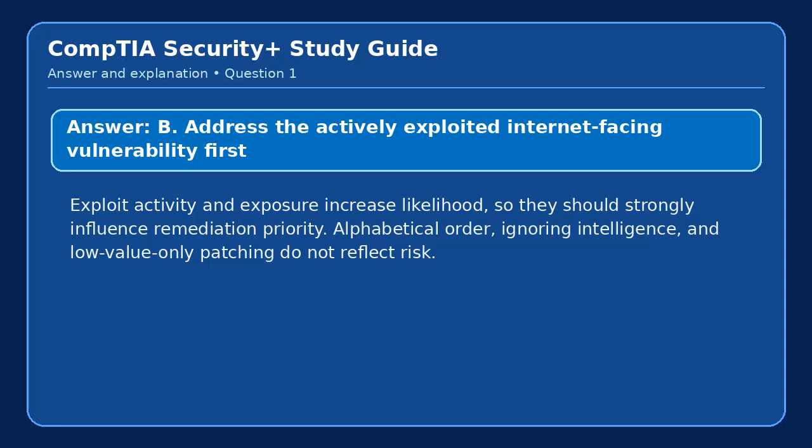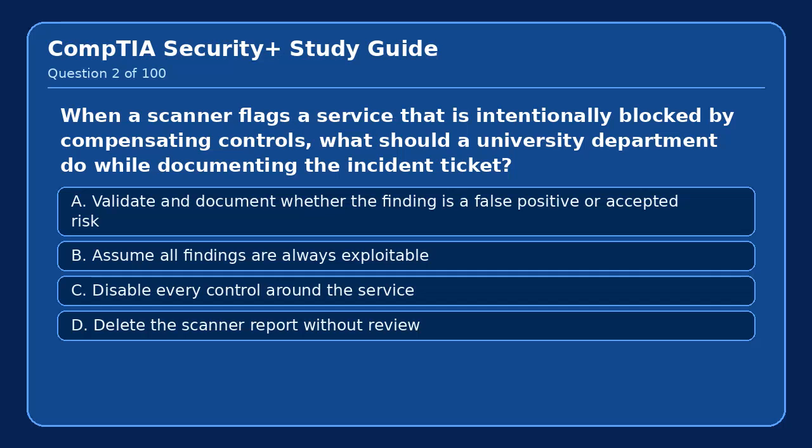Question 2. When a scanner flags a service that is intentionally blocked by compensating controls, what should a university department do while documenting the incident ticket? A. Validate and document whether the finding is a false positive or accepted risk. B. Assume all findings are always exploitable. C. Disable every control around the service. D. Delete the scanner report without review. Take a moment to choose your answer.